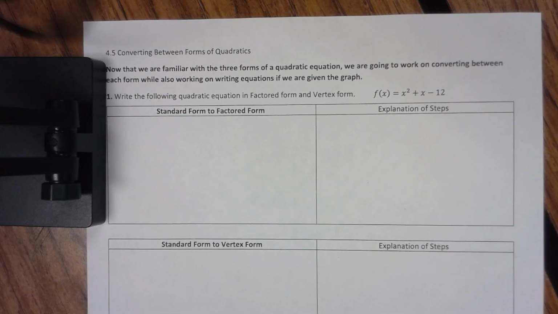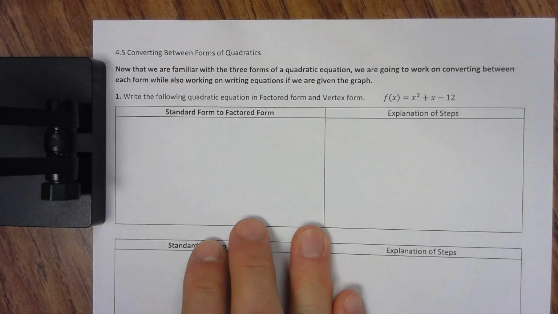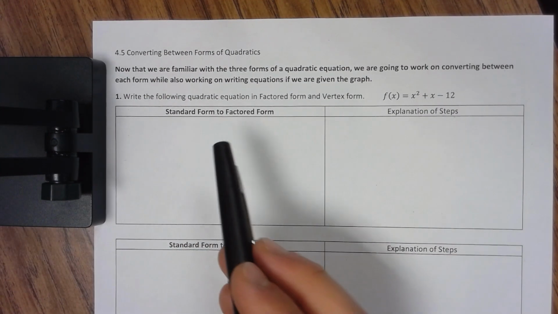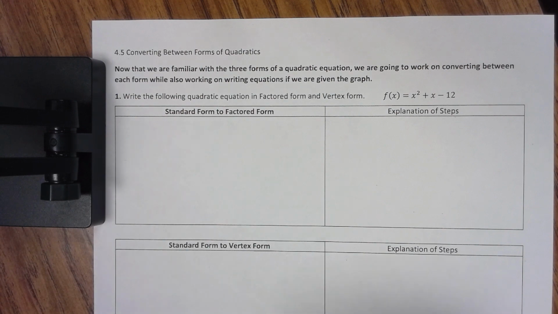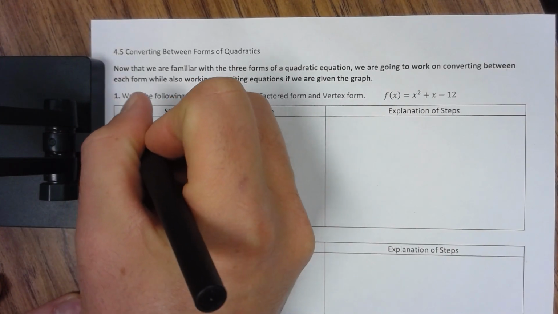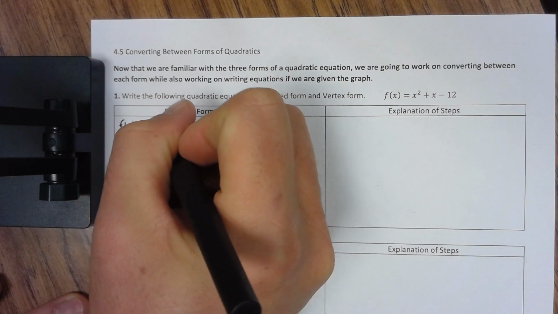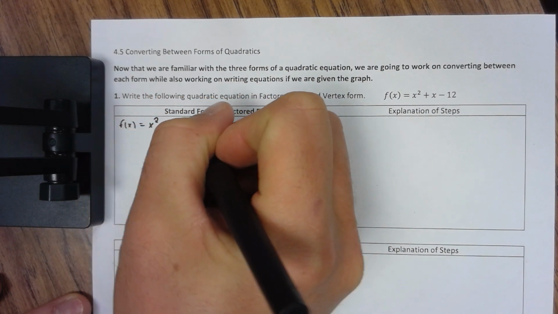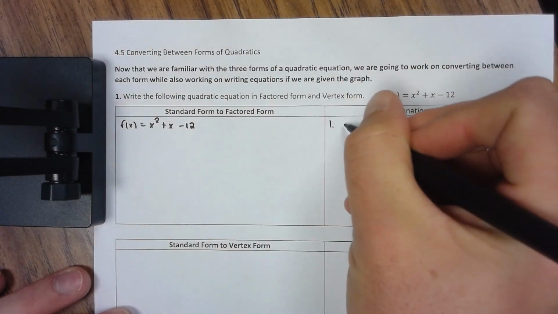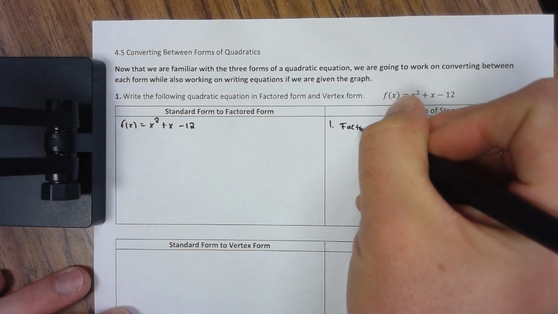So like I said, first thing we're going to do while we work on converting forms is we're going to take this form in standard form, and we're going to work on getting it into factored form. So let's write that equation down again. f of x equals x squared plus x minus 12. And really all that we need to do, number one, is factor the quadratic.